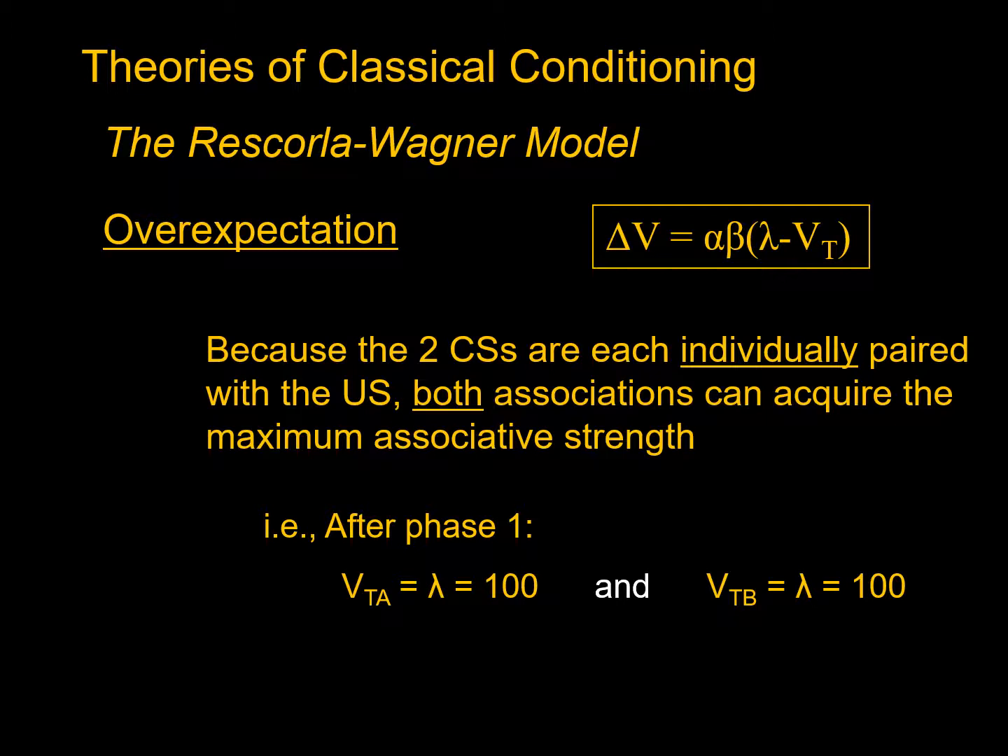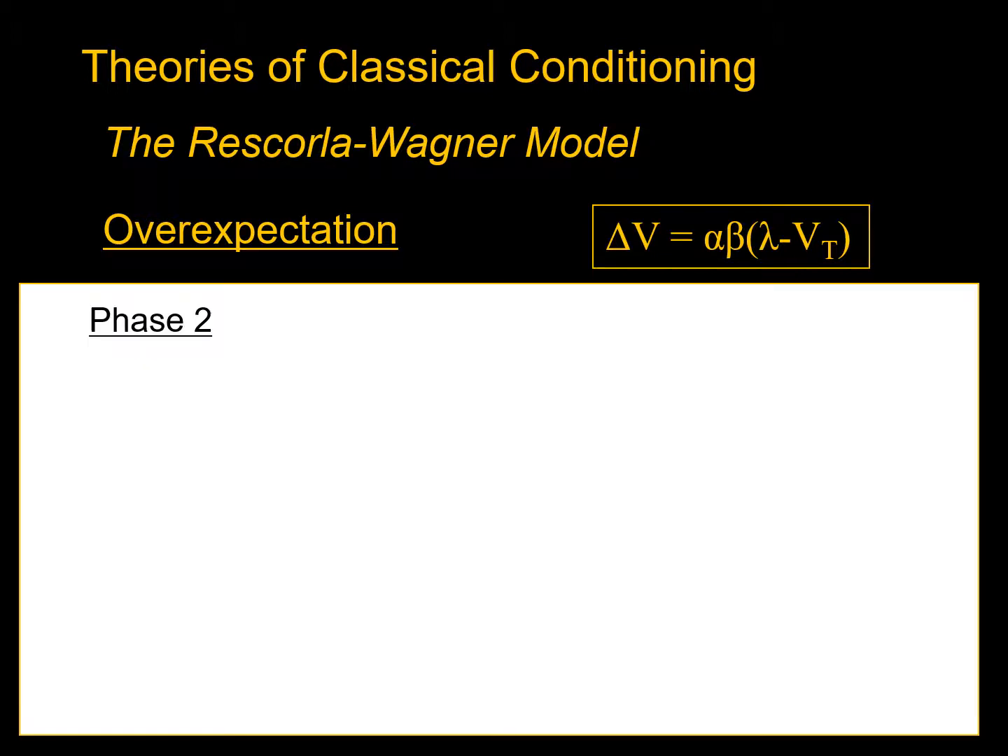And now, in the equivalent of having him wash my car and mow my lawn and get 20 bucks, in phase 2, we're going to present the two CSs together as a compound for the first time. And we're just going to leave the control group alone.